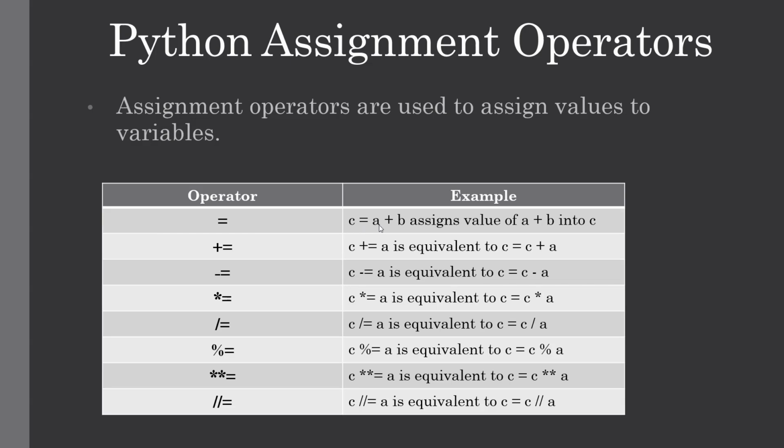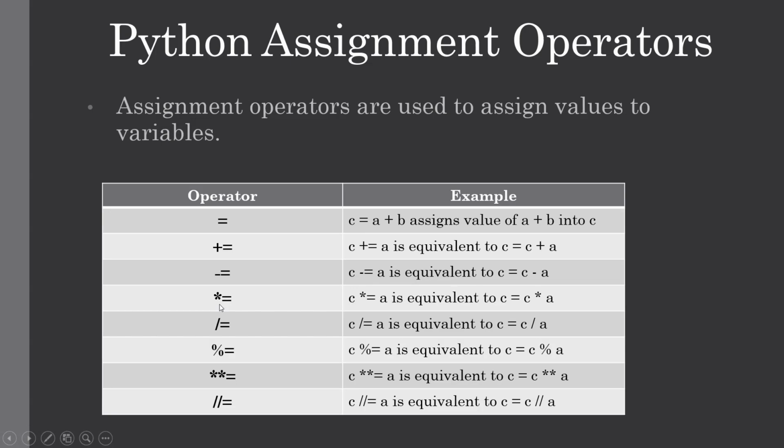In this we are assigning a plus b into c by using the equal to operator. The second operator adds the right operand to the left operand and assigns the result to the left operand. In this, we are adding c and a and storing this value into c. Similarly, the third operator is used for subtracting the right operand from the left operand and assigns the value to the left operand. So in this case, we are assigning the c minus a value again to the c variable.